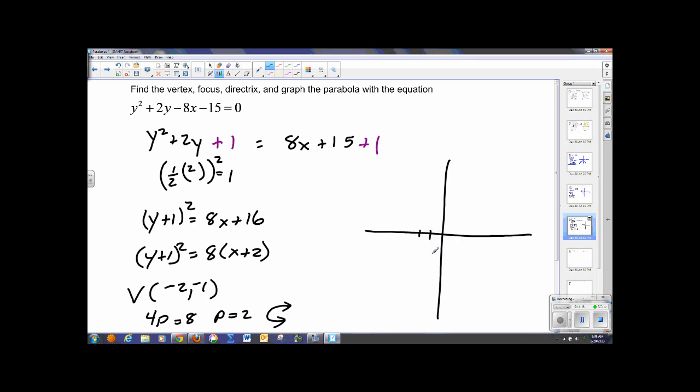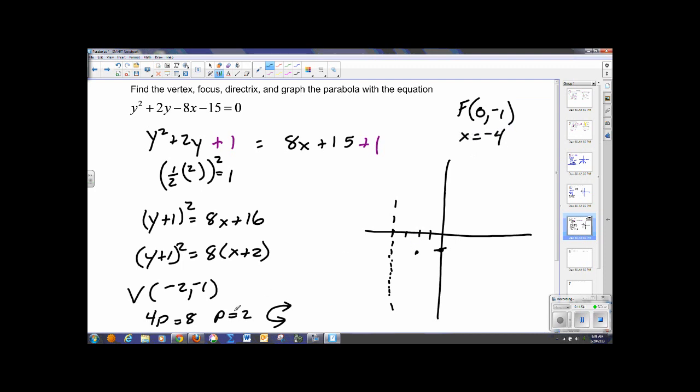Here's -2 and -1. Put a dot there, move 2 to the left and right. I know it's opening horizontally to the right, so I know that this is my directrix and my focus is here. Count to where your focus is. We have a focus at (0, -1) and a directrix of x = -4.